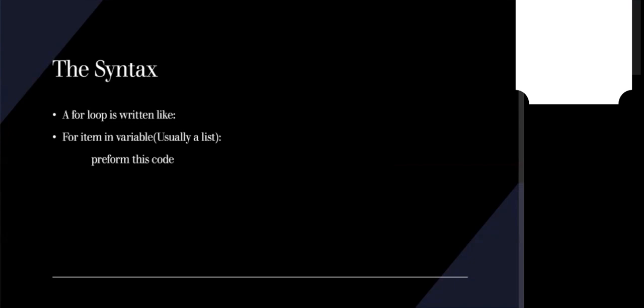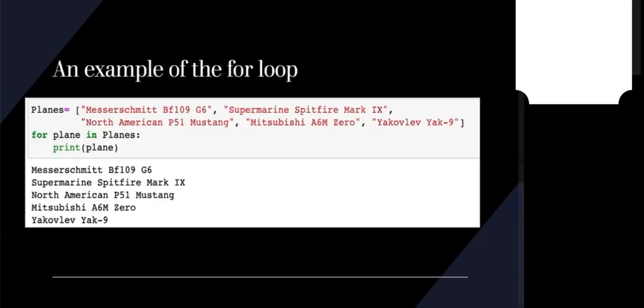So here's a quick example of the syntax of a for loop. A for loop is usually written like for item in the variable, usually a list. So here's a quick example for you guys. We can see that we have this list called planes, and for each plane in planes, an important thing to note here is that you don't have to use exactly plane per se. You could use i or x or y. It does not matter, as long as you don't repeat them, of course. So for each plane in planes, print that plane. And as you can see, it prints out everything in the list.